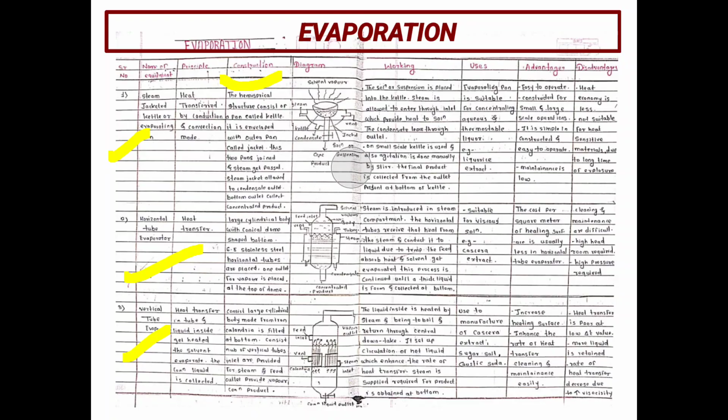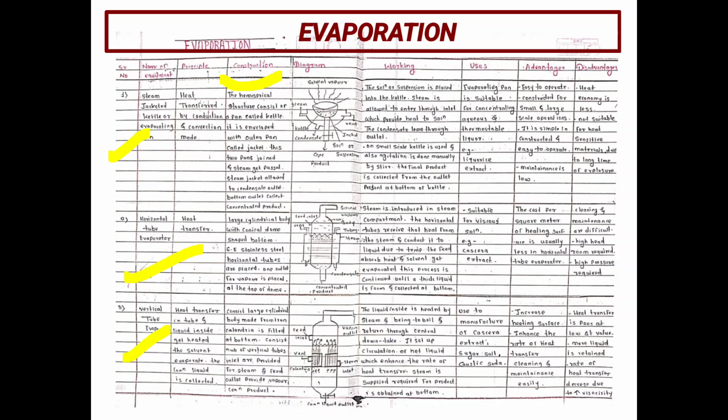The kettle has an outer jacket, and it has condensate and concentrated product outlets. The solution or suspension is placed in the kettle. How does this steam jacketed kettle or evaporating pan work? The solution or suspension is placed into the kettle. Steam is allowed to enter through the inlet, which provides heat to the solution, and the condensate is let out through the outlet. A small scale kettle is used. Agitation is also done manually by a stirrer.